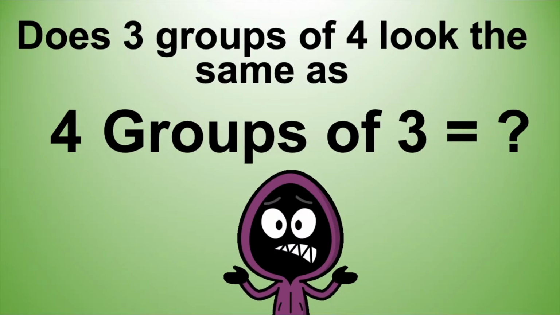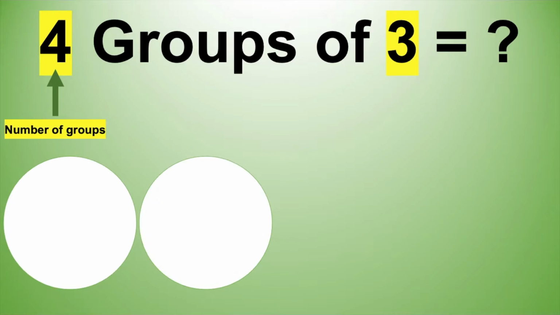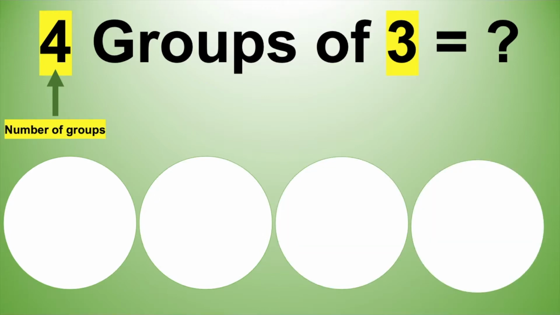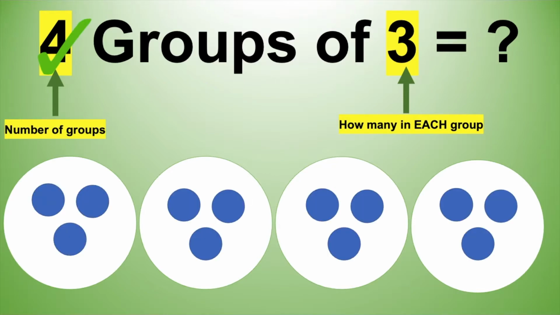But does 3 groups of 4 look the same as 4 groups of 3? Let's figure it out. 4 groups of 3. So I've just switched the numbers around. 4 tells me the number of groups. That looks different to 3 groups. 1, 2, 3, 4 groups. Done. Now I need to put 3 in each of the groups and I need to make sure each group is equal. So 3, 3, 3, 3.